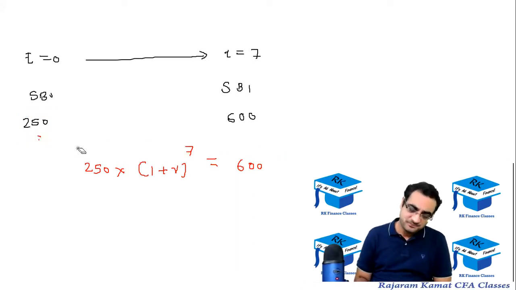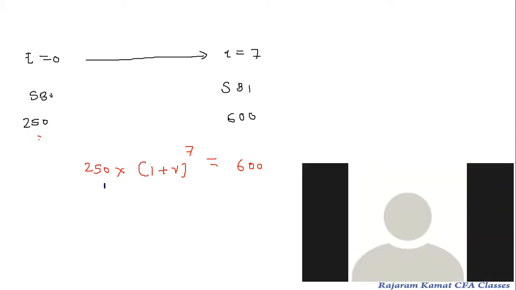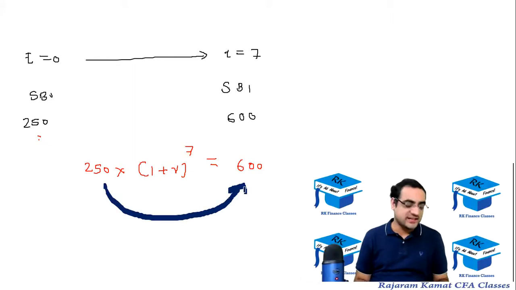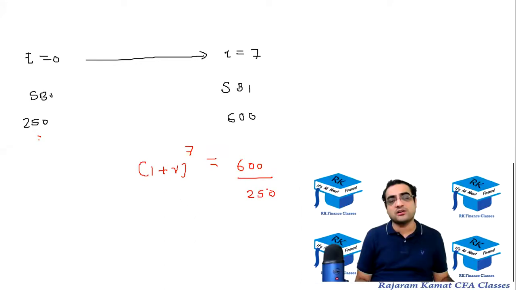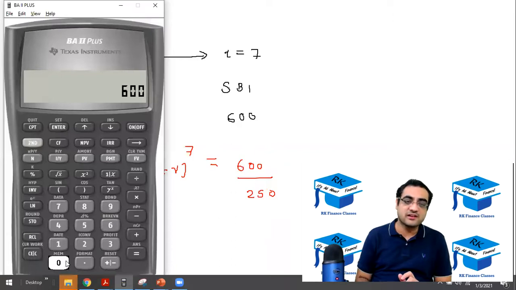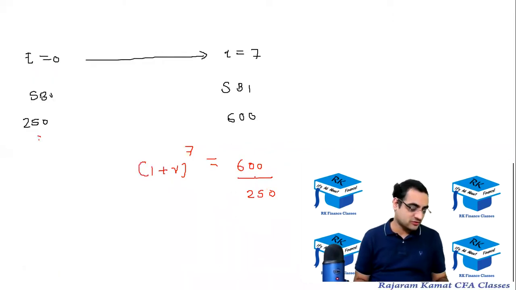Then next step, we divide 600 by 250. Take the 250 on the other side, so it becomes divided by 250. Let me get that, 600 upon 250. So that's 2.4. So I got this as 2.4. Next step.